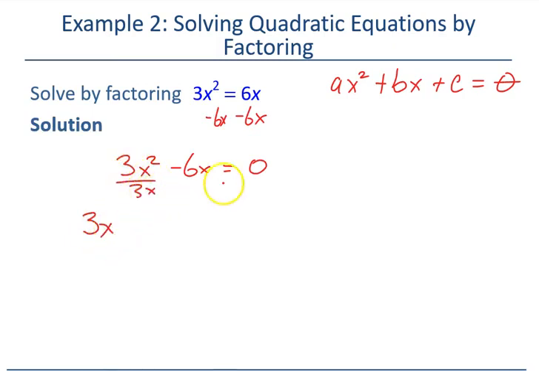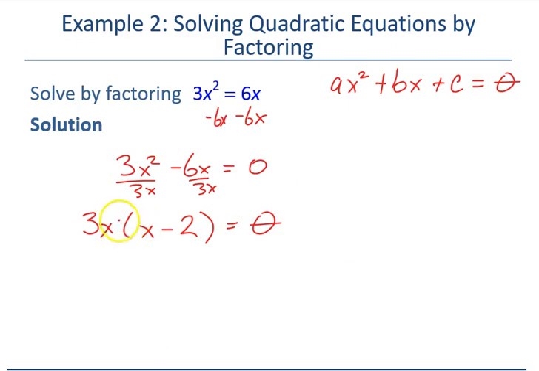We'll divide everything by 3x, and what do we get? The 3 and an x cancel, leaving me just with x. And then here, 6 divided by 3, let's put the minus here, is just going to be 2. All of this is equal to 0. Well, that's my factored form.